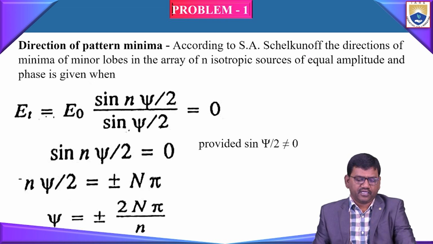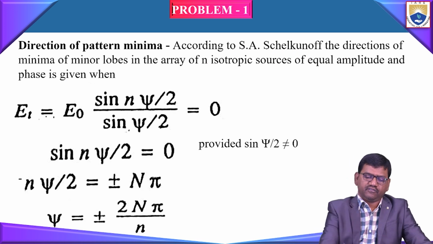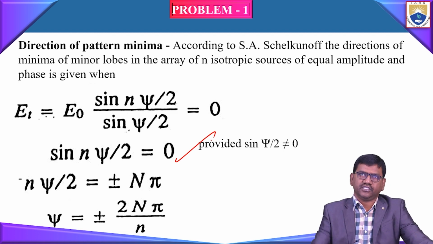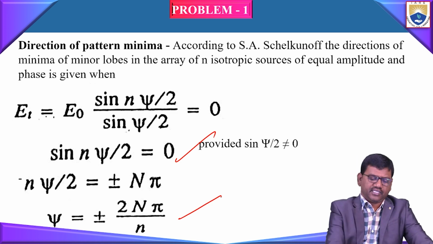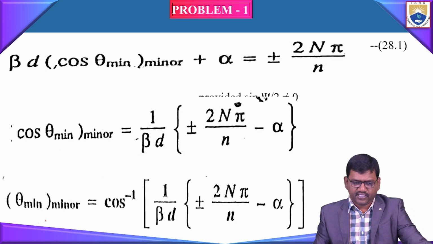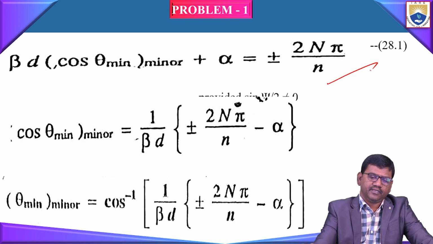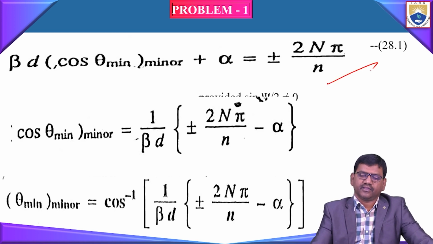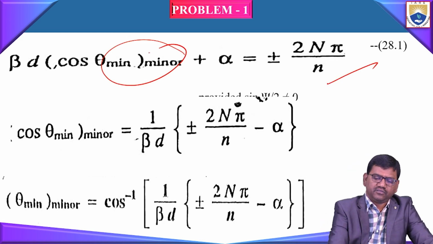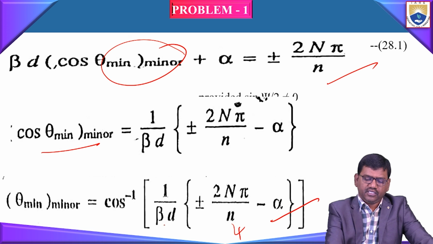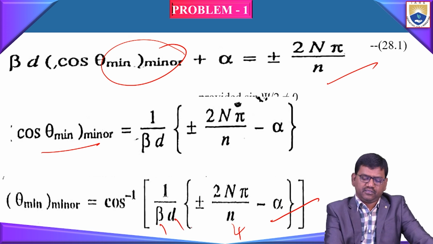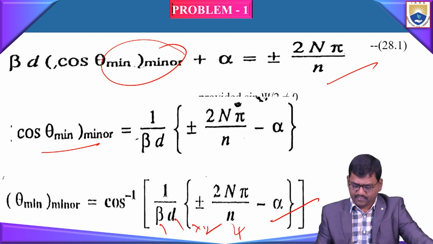So how to find out the pattern minima here? We can equate this equation and find out from the trigonometric solution. The minimum value is 0 for the sine function. From this we can write psi as 2n pi by N, where psi is equal to beta d cos theta plus alpha here. So we are going to find out the minor lobe minima, hence the name theta min. Substitute N is equal to 4 here. Beta is 2 pi by lambda and d is equal to lambda by 2 here.